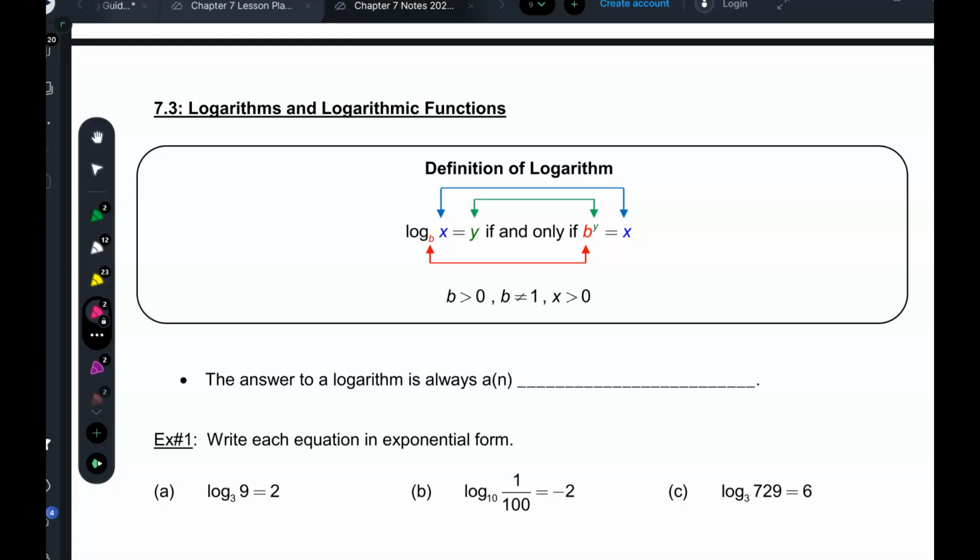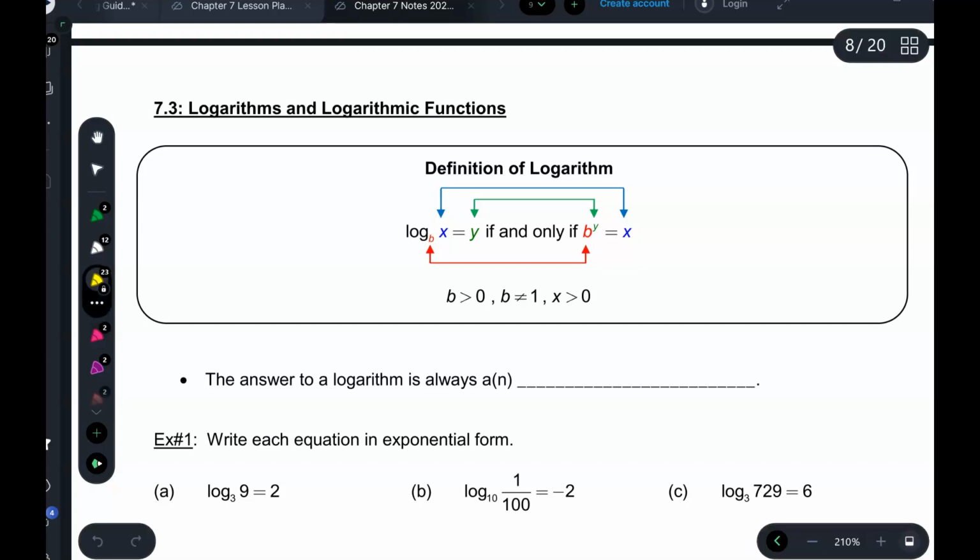Okay, so we say this is log base b. So the little base becomes a big base. The logarithm is equal to the exponent, so the y goes over here, and then x goes over here.